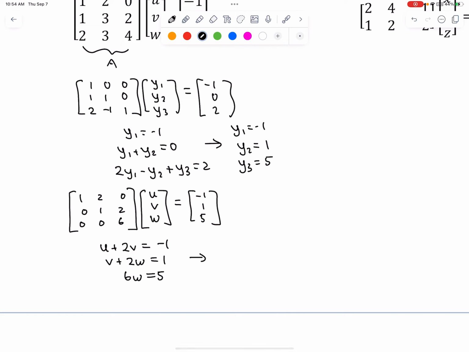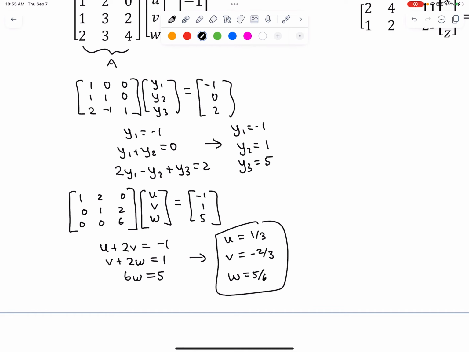So this tells me that w has to be 5/6. So I'm going to double that to 10/6 and remove that from 1. So 6/6 minus 10/6 is -4/6, and that's what v has to be. And -4/6 is -2/3. The top equation doesn't have a w, but does have a v. So double -2/3 is -4/3, and add 4/3 to -1. Adding 4/3 to -3/3 is going to be 1/3. So u has to be 1/3. And this is the solution to our system.